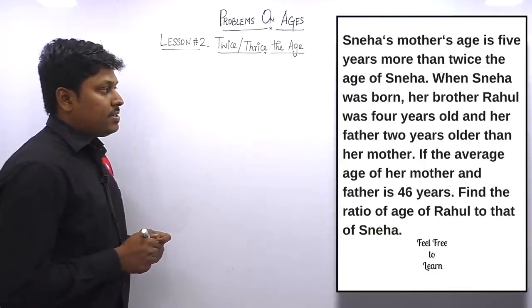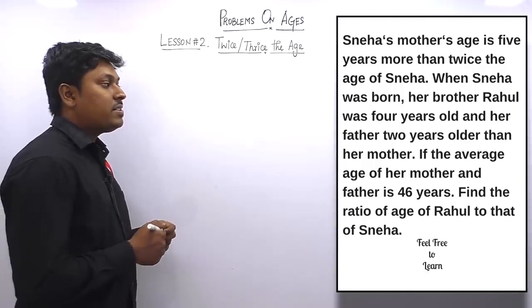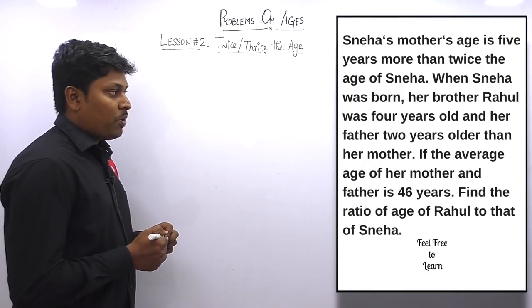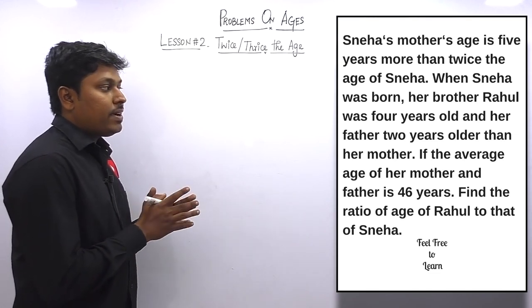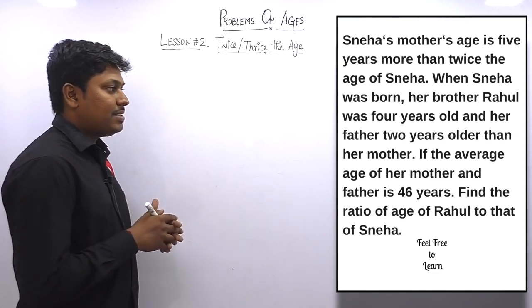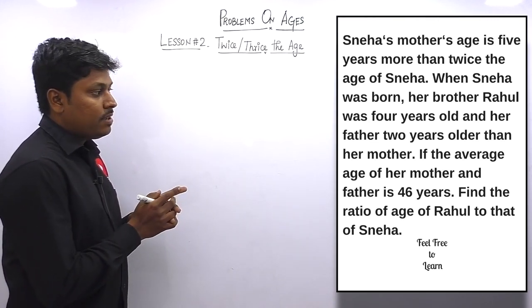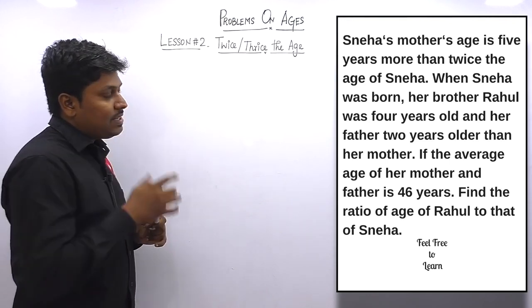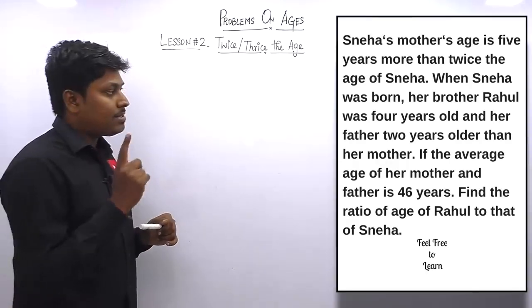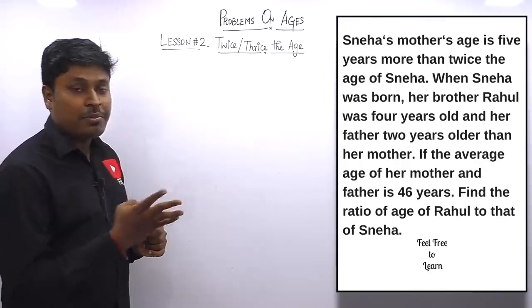Last question. Sneha's mother's age is 5 years more than twice the age of Sneha. When Sneha was born, her brother Rahul was 4 years older and her father was 2 years older than the mother. If the average age of her mother and father is 46 years, find the ratio of Rahul to that of Sneha. I think in this question we have 4 persons, right? Sneha's mother, and her brother Rahul, and also they are talking about the father.